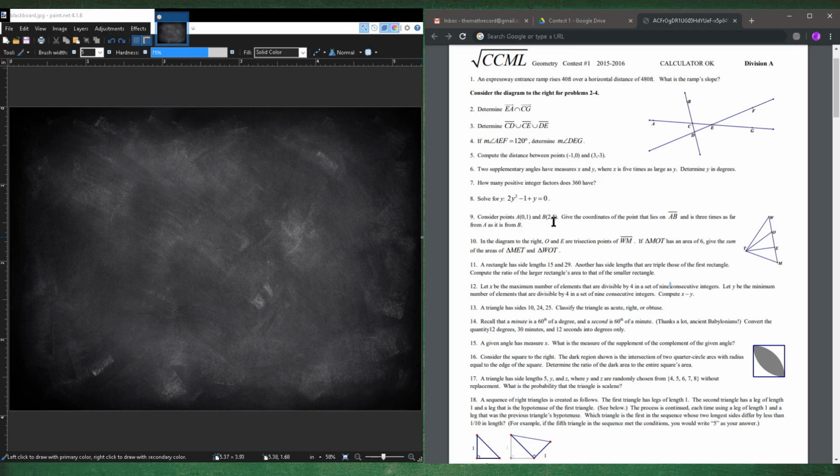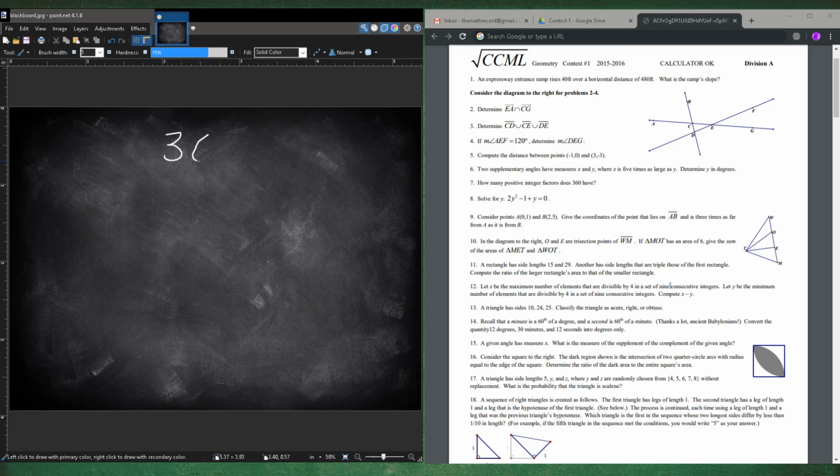Question 7. How many positive integer factors does 360 have? There's a formula for this. It's the easier way how I do it. So what you do is that you want to factor down 360 first.